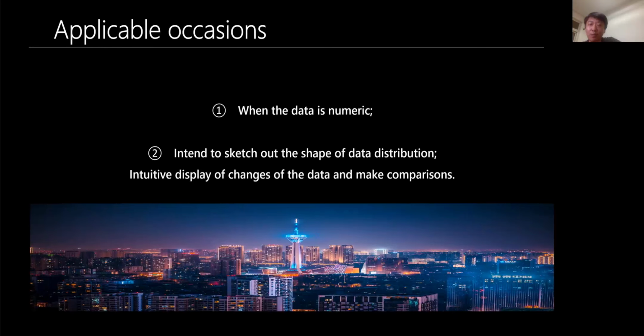Okay. However, this data analysis has some applicable occasions, which is its limit. First of all, it can be applied only when data is numeric. And also it is used for people who intend to sketch out the shape of data distribution, and it can display the changes of the data by making comparisons between different lines that describe the change of the number. Okay, next page, please.